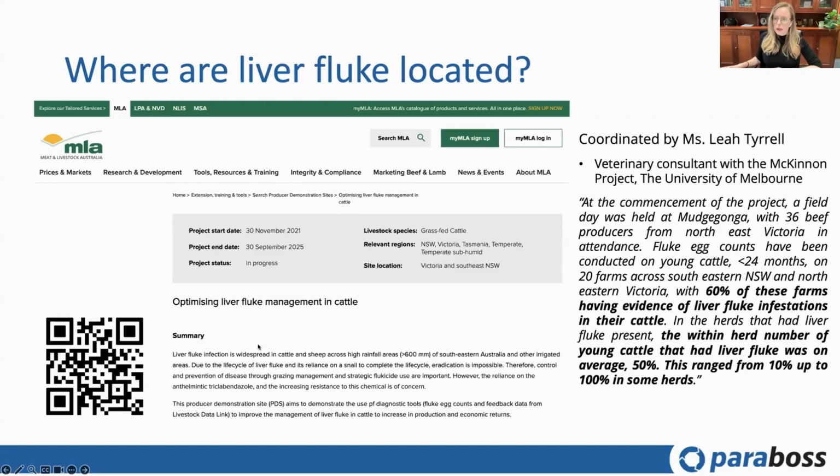It's been coordinated by Ms. Leah Terrell, who is currently at the University of Melbourne, working on the McKinnon project. And so far from their summary, they're seeing similar trends, where between 40 and 60% of herds are infected. And those percentages can range within a herd from 10% of animals up to 100% of animals infected in a single herd. So obviously still quite a significant problem in Australia, and I'd be really keen to see the outcome of this project when it's available.